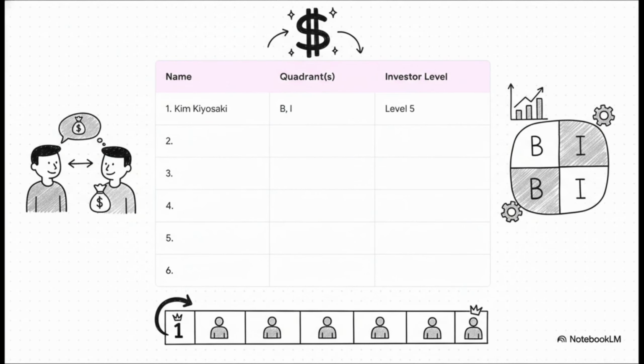So here's an example. Kiyosaki puts his wife, Kim, as number 1 on his list. She operates as both a business owner and an investor, and he'd classify her as a very high-level investor. Okay, now it's your turn. Go ahead and do this for your own list of 6 people.